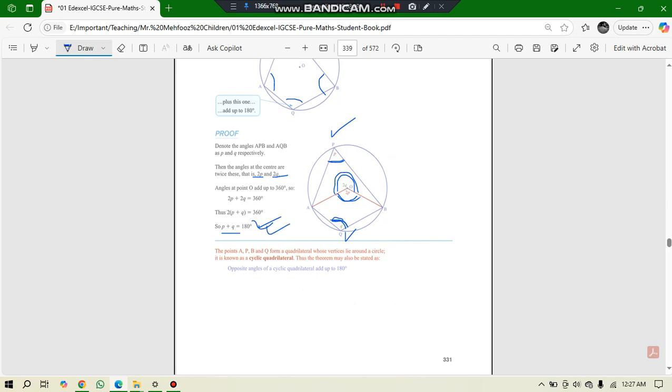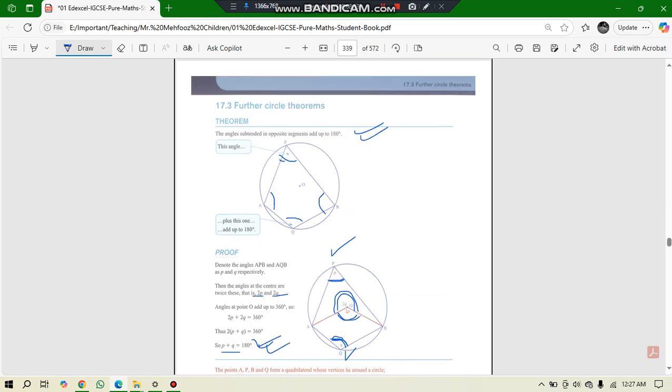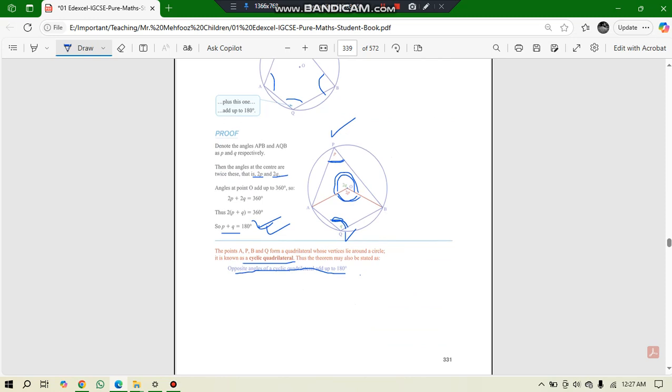The points A, P, B, Q form a quadrilateral whose vertices lie on a circle. It is known as a cyclic quadrilateral also. Thus the theorem may also be stated as: opposite angles of a cyclic quadrilateral add up to 180. So it means that the theorem statement must be this one. This can also be changed as this one, right? So the wording does not change the meaning of the theorem. So you have to be conscious about the wording of the statement.